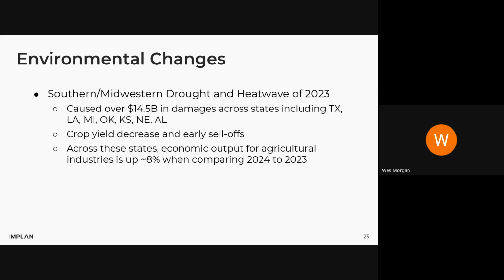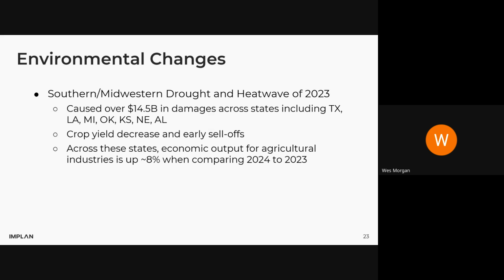Okay, another reason that we might see shifts in economic data is environmental reasons. So when we compared the 2023 data to the 2024 data, we expected to see effects of large-scale environmental shifts that we see year to year. For example, in 2023, we saw a massive drought and heat wave in the southern and midwestern parts of the United States, which caused over $14.5 billion in damages. That occurred in states like Texas, Louisiana, Michigan, Oklahoma, Kansas, Nebraska, and Alabama.